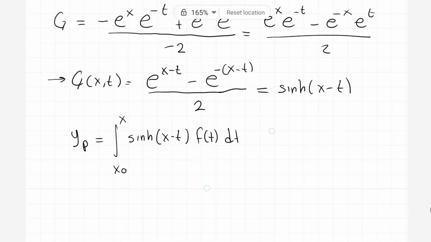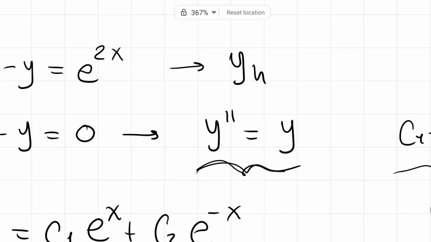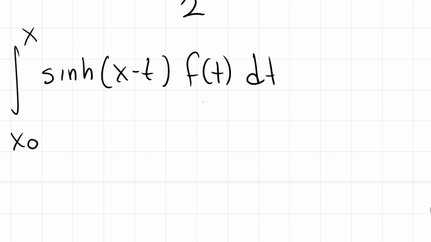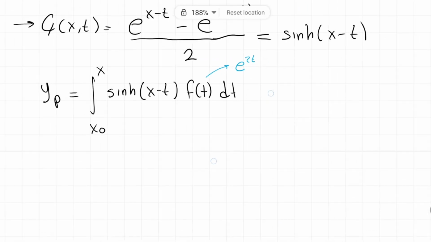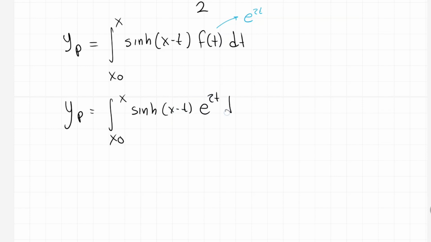Okay, this is if we follow the formula that we got, but recall that in our example, f of x is e to the 2x, okay? And our formula says that we need to take that function but evaluate it at t. So f of t is going to be e to the 2t. So we get that the particular solution is going to be the integral from x0 to x of the hyperbolic sine of x minus t times e to the 2t dt.